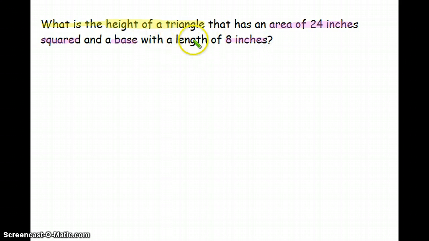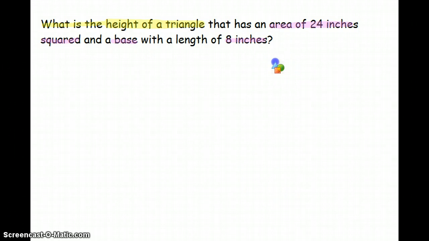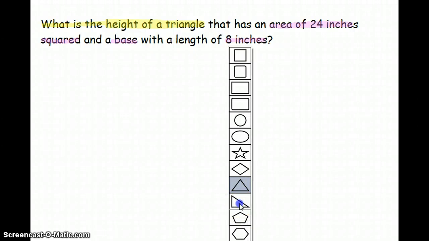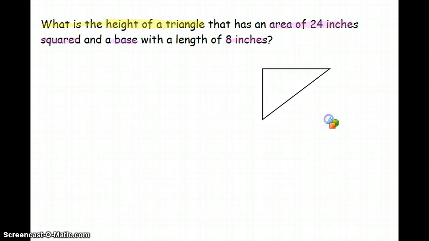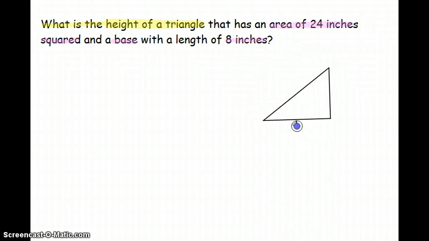Now, I didn't highlight length of and that sort of thing. I just know the base is going to be 8 inches. The area is 24 inches squared. And the question it's asking me is for the height of the triangle. Alright, so again, if you want to draw yourself a picture, this is really good practice for when you get to geometry. And rather than drawing a regular equilateral looking triangle, let's draw a right triangle because these are easier to, let's turn this around. These are easier to find the area of. So let's look at this one.